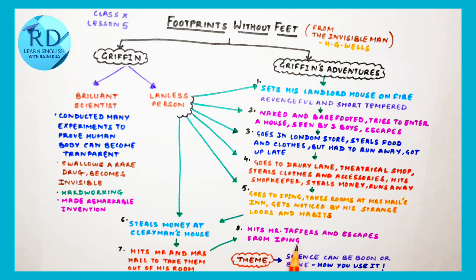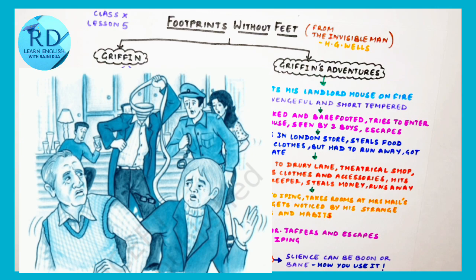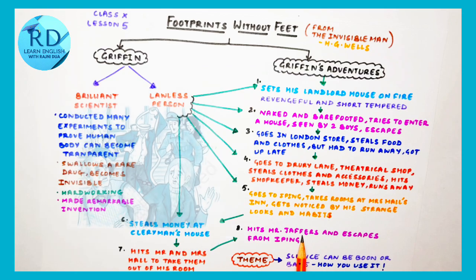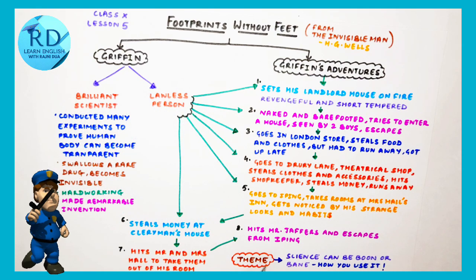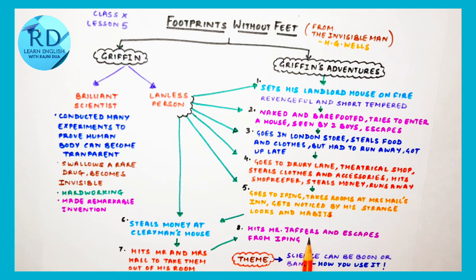So finally, when Mr. Jeffers came, Griffin, when he was asked these questions by Mrs. Hall, got furious. He got very angry and he said, "You do not know who I am. Let me show you." So he unwrapped his bandages, and suddenly they could see a man without a head. And Mr. Jeffers was a man of duty. Since he had to arrest a person, he would do it whether with a head or without a head. So when he tried to arrest him, Griffin hit Mr. Jeffers and the people around him. Mr. Jeffers fell unconscious and Griffin ran away from Epping.